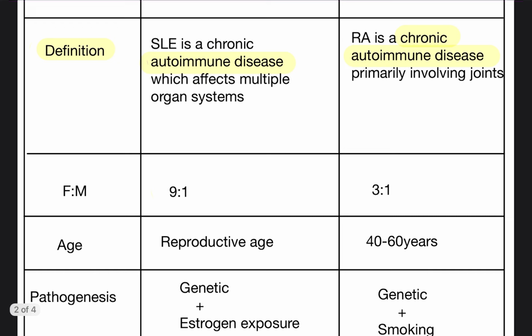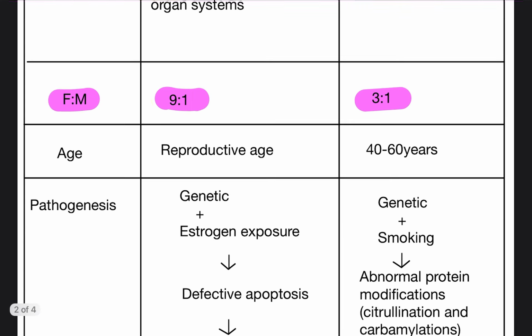Okay, so what is the female to male ratio in SLE? It's 9:1. What does it mean? If 9 females are affected, only 1 male is affected. And what is the female to male ratio in rheumatoid arthritis? It's 3:1. That means if 3 females are affected, only 1 male is affected. So, which is the most common age group affected in SLE? It is reproductive age group females. And the most common age group where rheumatoid arthritis is seen is 40 to 60 years.